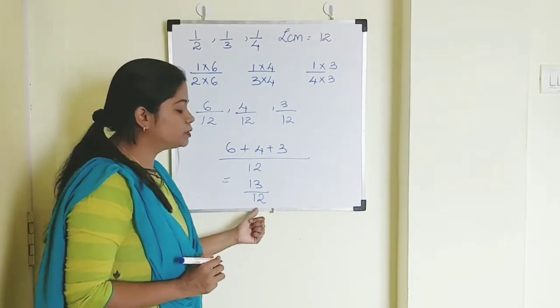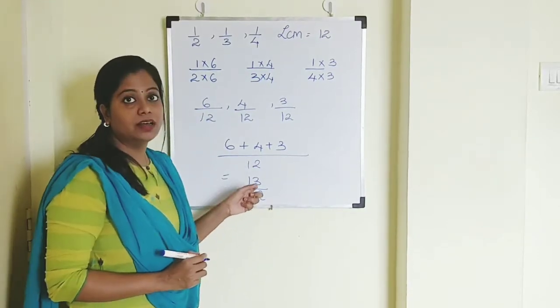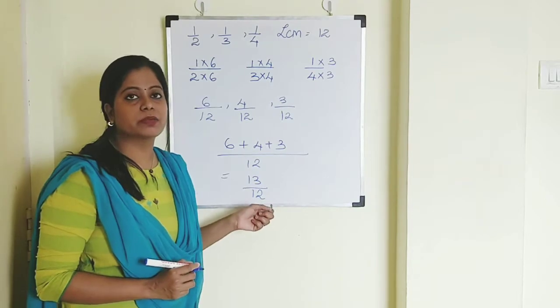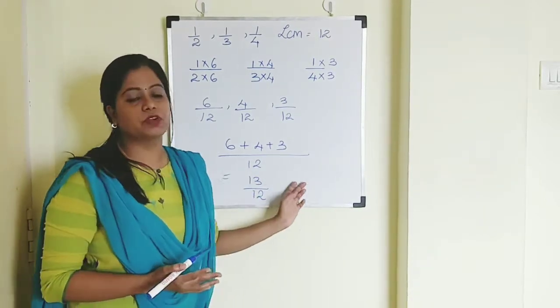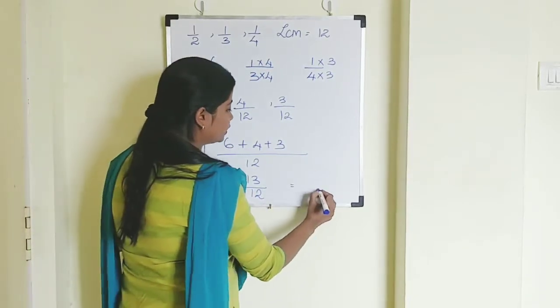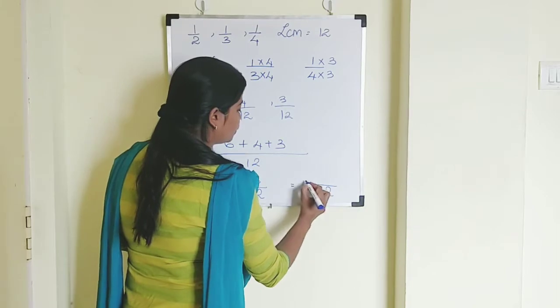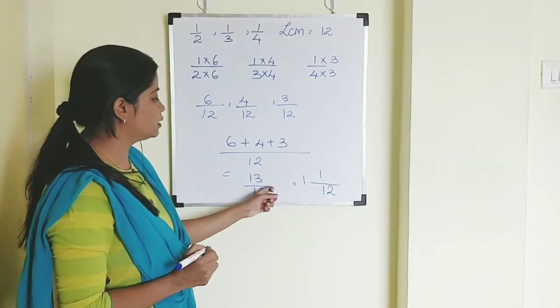Now children, if you observe here, what kind of fraction is it? It is an improper fraction, right? 13 by 12 is an improper fraction because the numerator is bigger than the denominator. So I am going to convert this improper fraction into a mixed fraction. That is, 12 ones are 12, 12 plus 1 is 13. So this is equivalent to this.